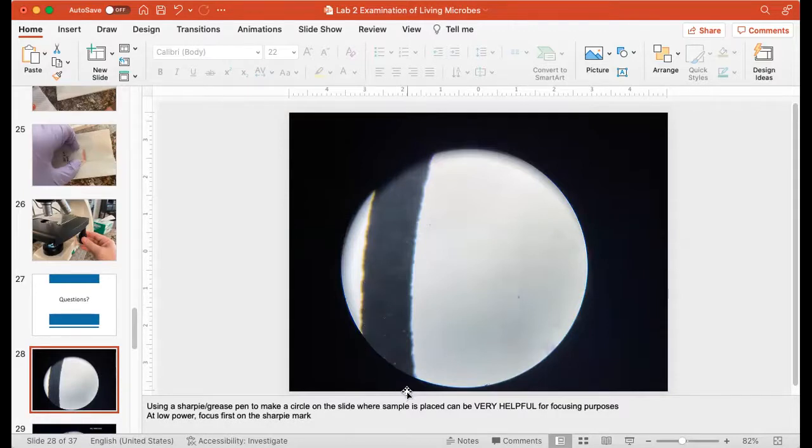I'm under a low power lens here, a 4 or 5x lens. And this big black line is the circle that I might have drawn with a Sharpie pen. If you can find the line, you can then find your drop right next to it. So sometimes people draw a circle with a Sharpie pen around their specimen on their slide, just to help them find their specimen when they're first learning.